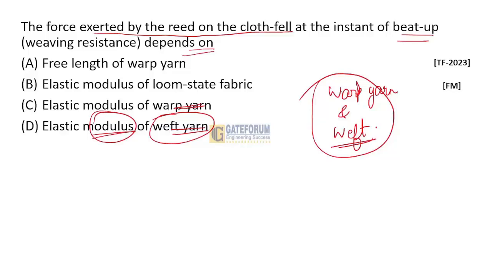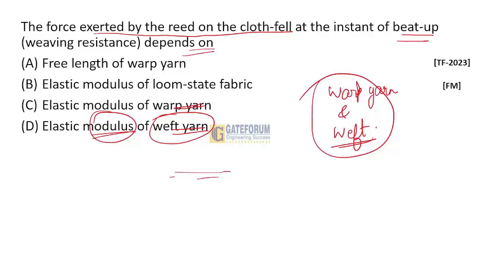So when you know that the free length of the warp yarn directly affects the tension between the yarns and the interlacement between the warp and the weft yarns, due to this it directly affects the weaving resistance. Weaving resistance means the difficulty caused to resist the weaving, that is, the fabric manufacturing process.